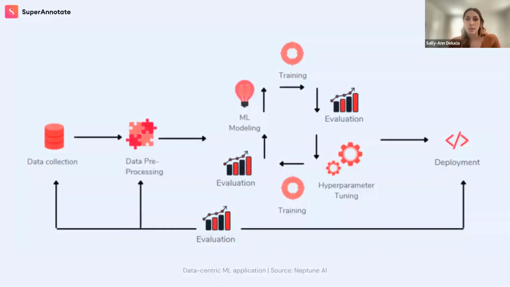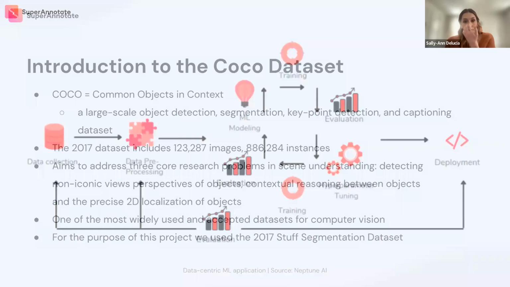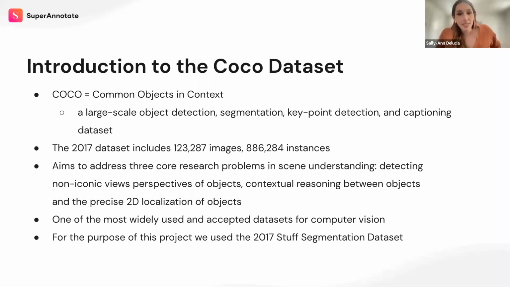So as you can see in this diagram, the evaluation of the data takes place throughout the ML lifecycle rather than just after the training is done. And so by doing this, we can improve our data and in turn improve our ML model. So now that we have a clear understanding of what the data-centric approach is, let's explore the data set.